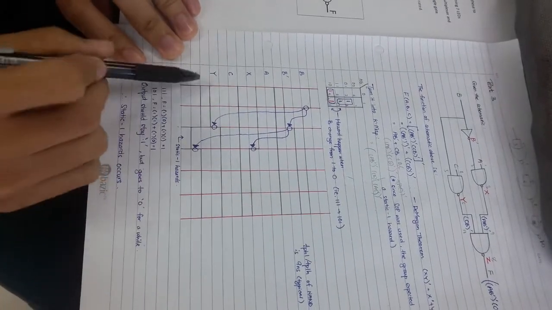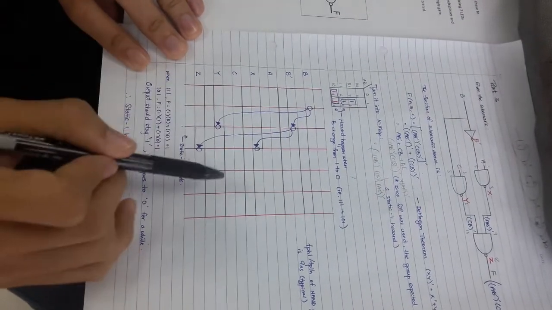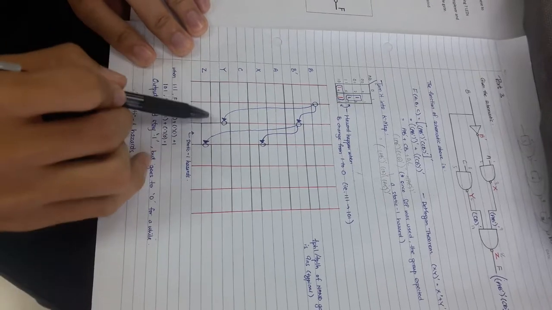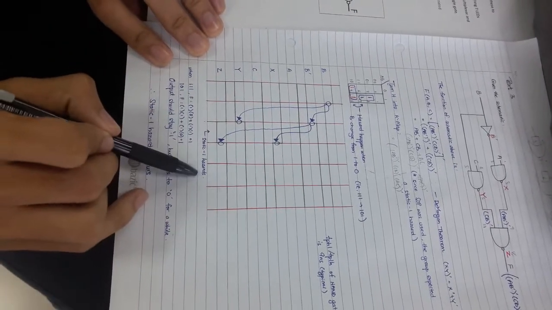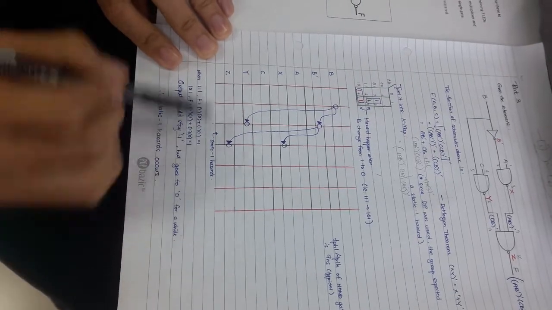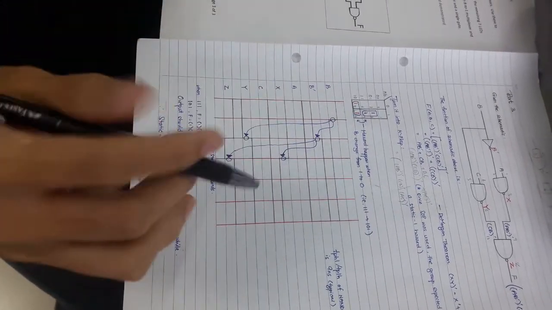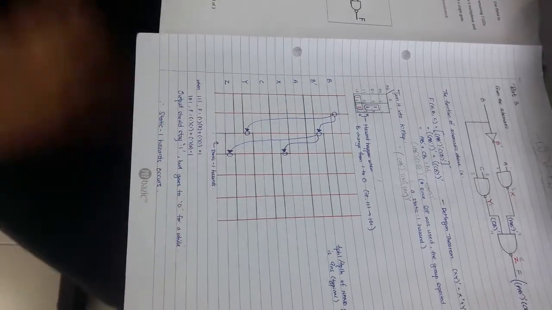So we estimate the output should stay at 1 for the whole time, but it goes to 0 and back to 1. And this is where the hazard happens. And this type of hazard, we call it a static 1 hazard. Okay, go to the circuit here.